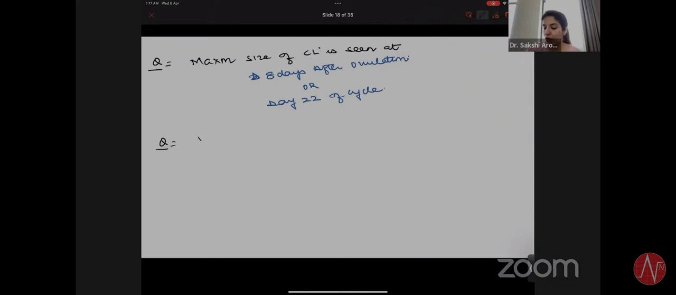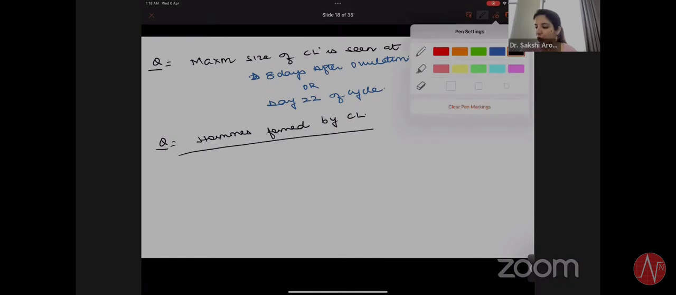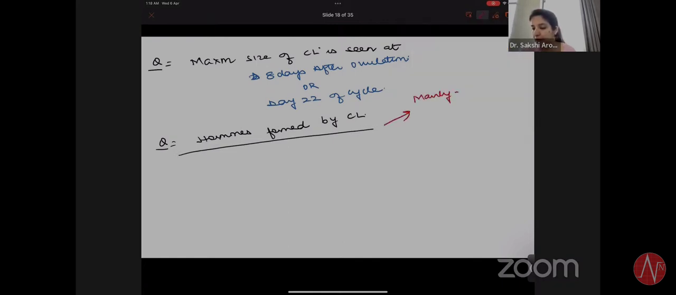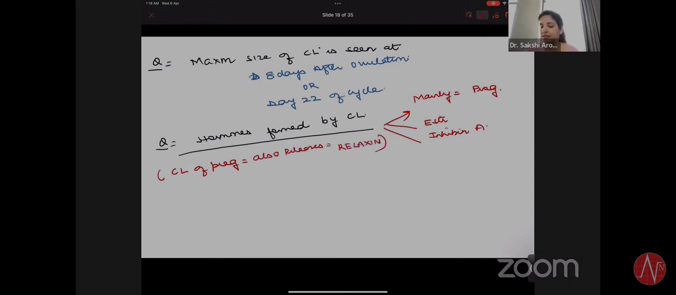Next question. What are the hormones which are formed by corpus luteum? Mainly it forms progesterone, but then it also forms estrogen and inhibin A. Remember that the corpus luteum of pregnancy makes one more hormone, and that is relaxin. So one extra hormone is made in pregnancy by corpus luteum, and that is relaxin. In non-pregnant females 3 hormones; in pregnant females corpus luteum forms 4 hormones.